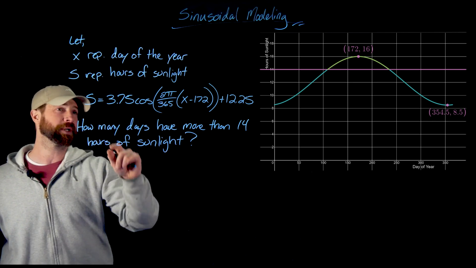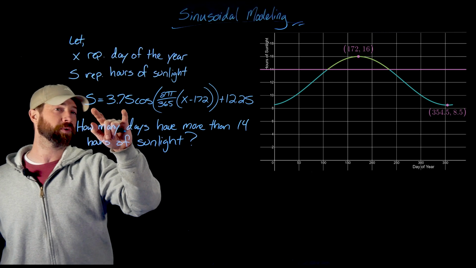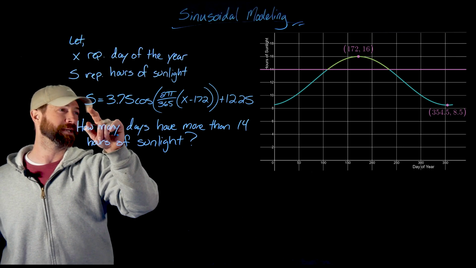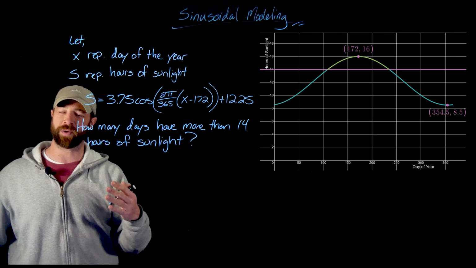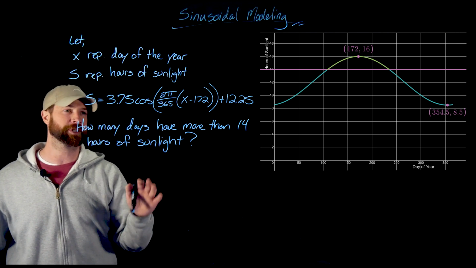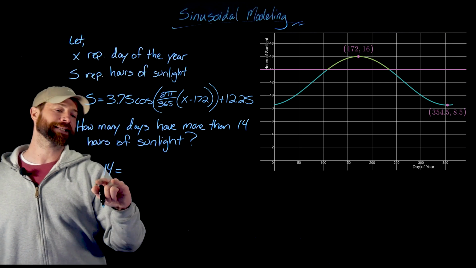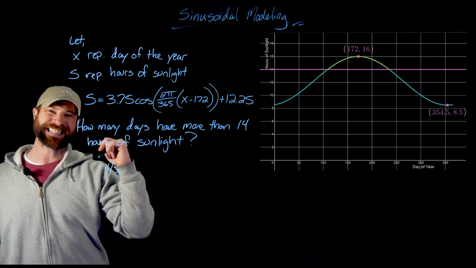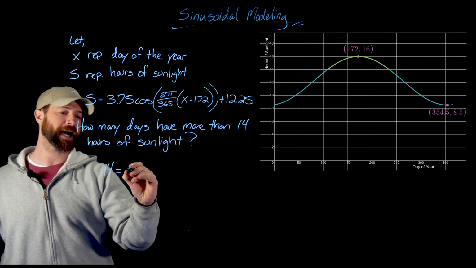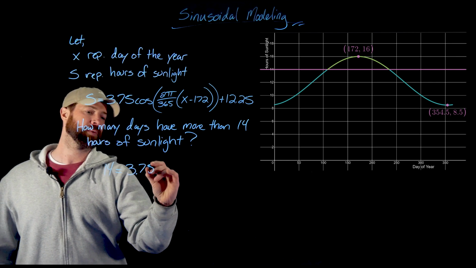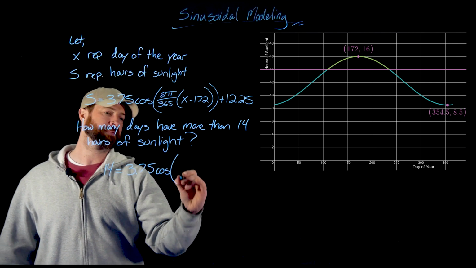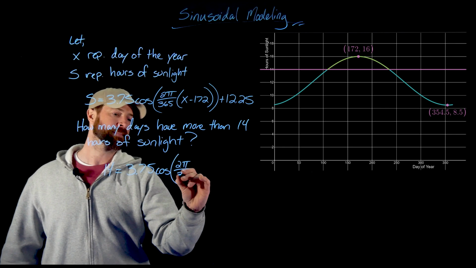What we want to do is solve this equation when this equals 14. We could answer this with some kind of inequality, but that just gets really messy with trig functions. But what I want to do is solve when the number of hours of sunlight is exactly 14. I know that it happens at two different times. So what I need to do now is solve this equation right here.